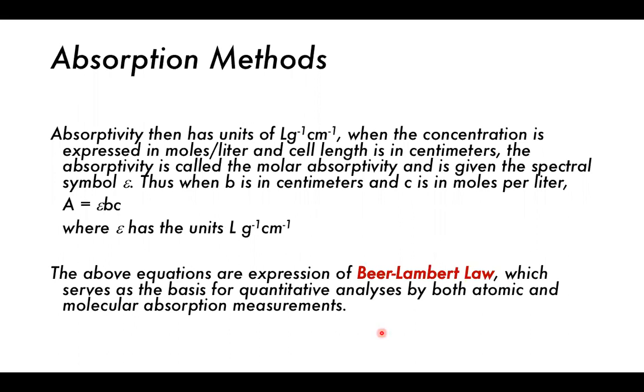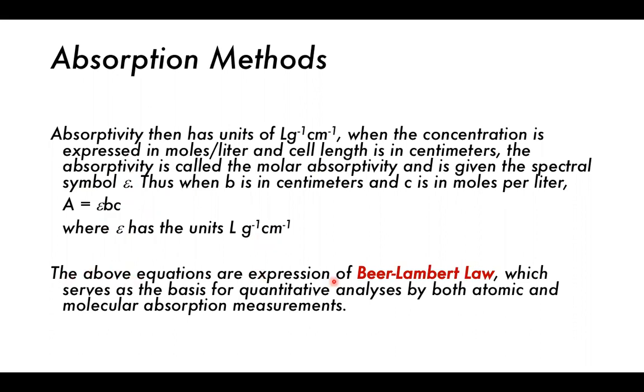So absorptivity then has units of liters per gram per centimeter when the concentration is expressed in moles per liter and the cell length is in centimeters. The absorptivity is then called the molar absorptivity. This is where a becomes epsilon. It's given the symbol epsilon here. This is the molar absorptivity or the molar extinction coefficient. Thus, when b is in centimeters, the path length, and c is in moles per liter, A equals epsilon bc, where epsilon has units of liters per gram per centimeter.